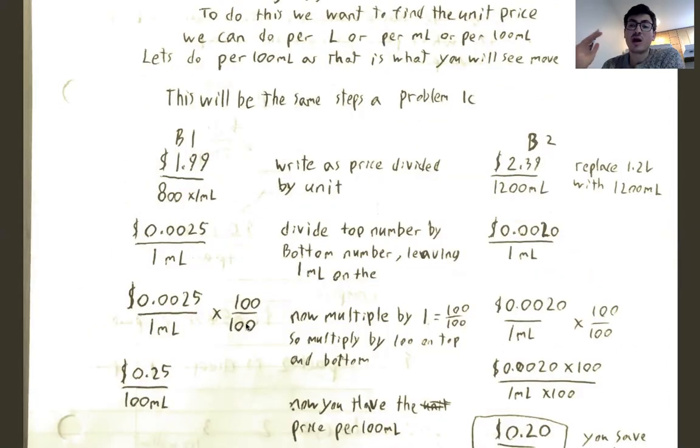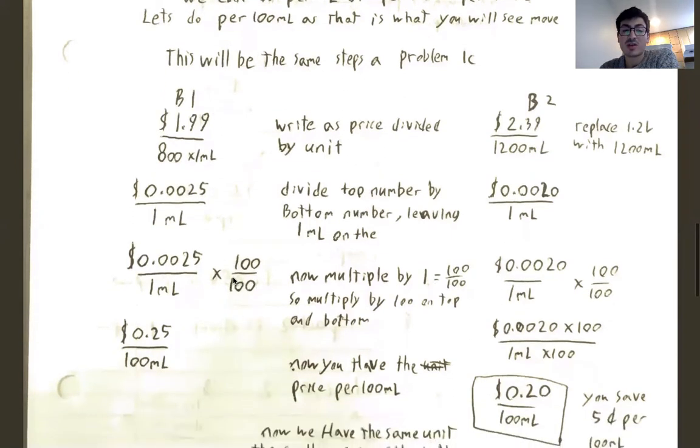If we multiply just the top, or just the bottom, we're not multiplying by 1, and we're going to change the value, giving us an incorrect value. So multiplying the top and the bottom by 100, we see that we get 25 cents per 100 milliliters. So that's the price of that water. Per 100 milliliters we drink, it's going to be 25 cents.